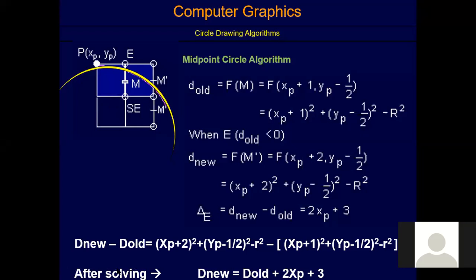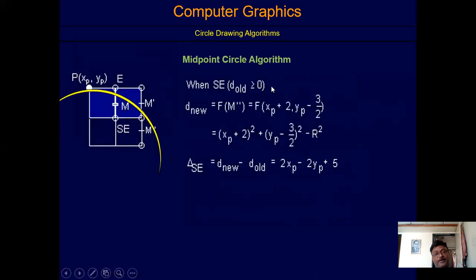Okay. Now after solving this will become my decision parameter old plus 2xp plus 3. So this I have reached if I selected the value d old less than 0. Now if d old is not less than 0, it is greater than 0, so that time you have to select greater than or equal to 0. That time you have to select m2 dash.